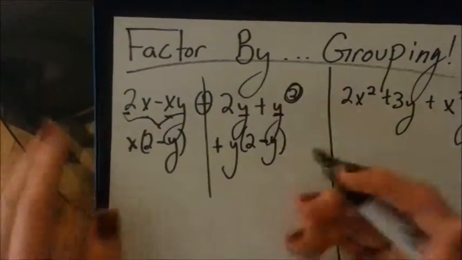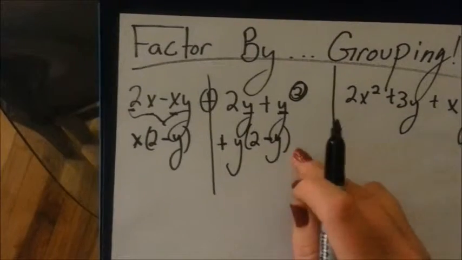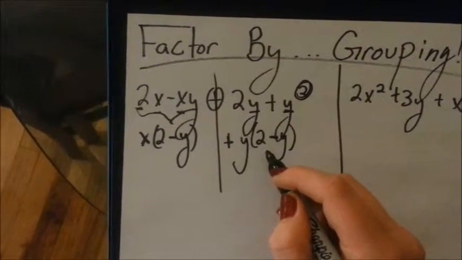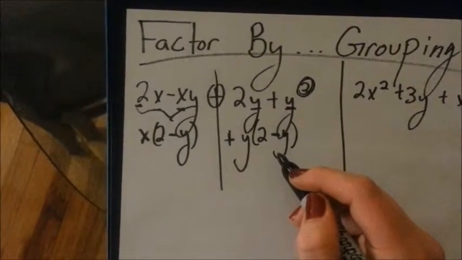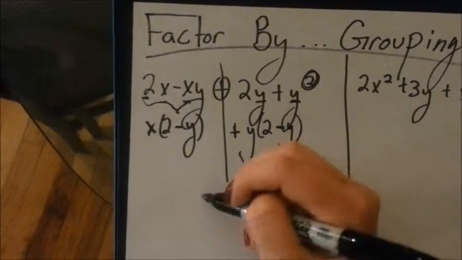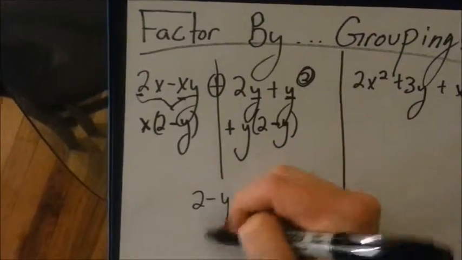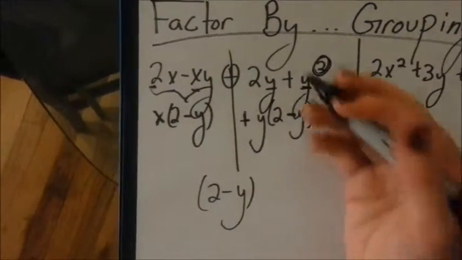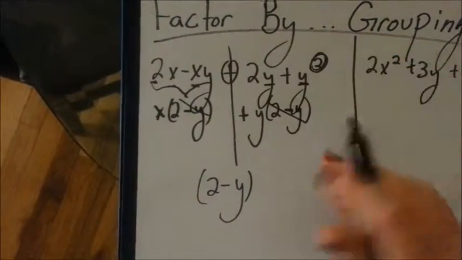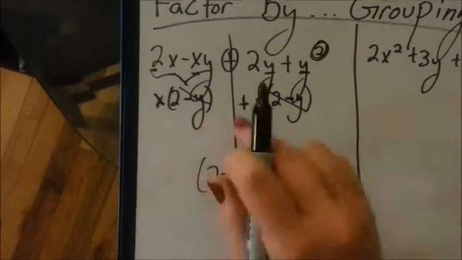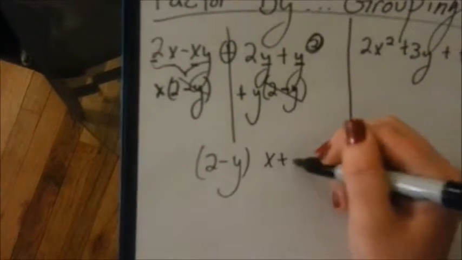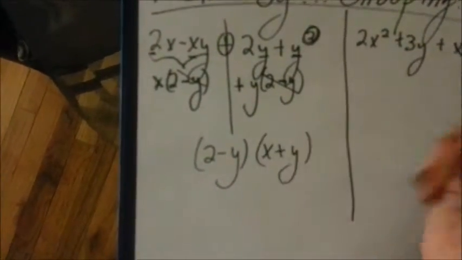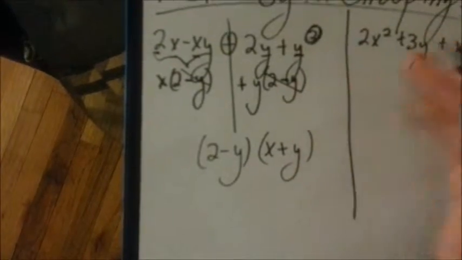There we go. Now, what do you notice is common here? I'll give you a hint. It rhymes with shmoo kinus tie. That's right, it's the 2 minus y. And we're going to put that in parentheses. Now that that is the new greatest common factor, we're going to cross those out. And all we have left is x plus y. And there we go. Factor by grouping. That's all you got to do.